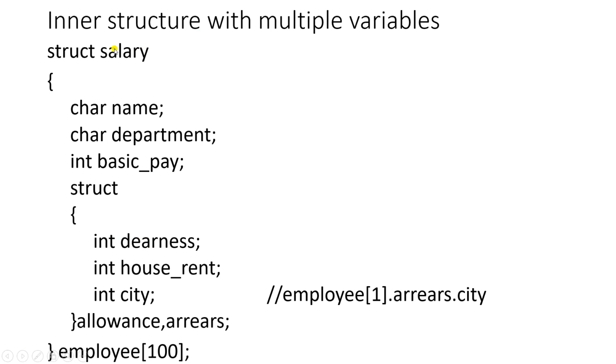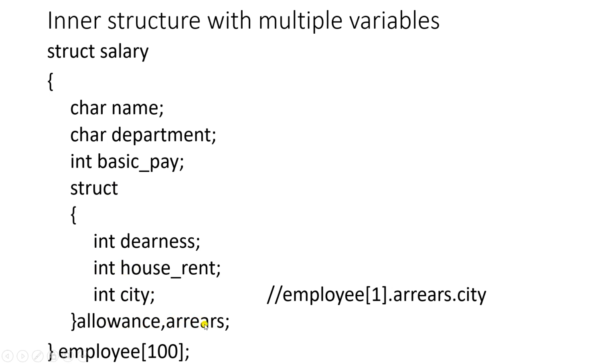Similarly, you can have an inner structure with multiple variables also. In the previous example, we saw only one variable. Here I am using two variables, allowance and arrears. And if you want to access the element of arrear, how will you do that? These both are variables of this particular structure.